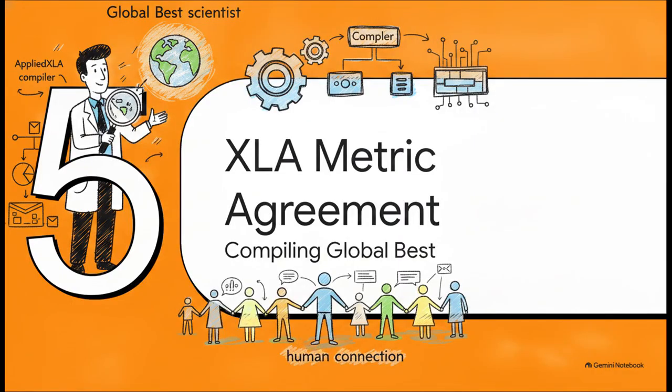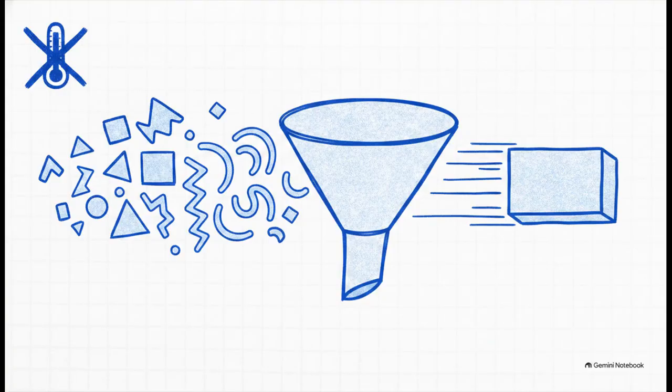All right, rolling right along to Section 5, the XLA Metric Agreement, compiling the global best. To actually execute this direct connection, we need to introduce the concept of the G-best, or global best scientist, who is armed with the applied XLA compiler. In normal operations, relationships kind of suffer from what we might call the book of boiling points. People test boundaries slowly over years, dealing with this constant dragging thermal delay.